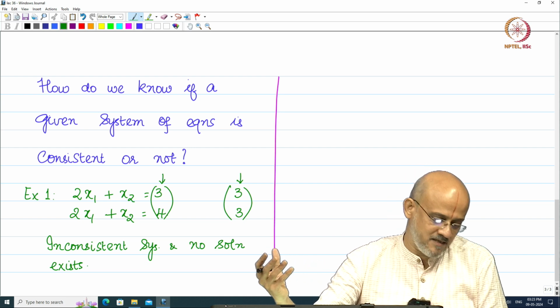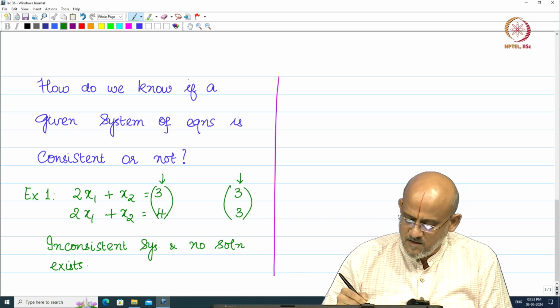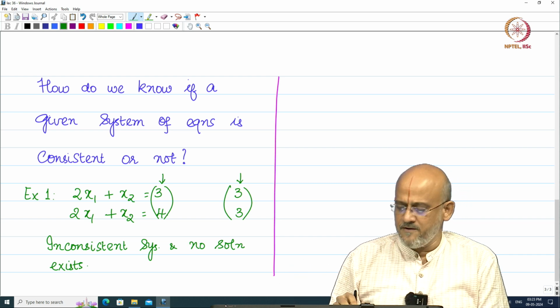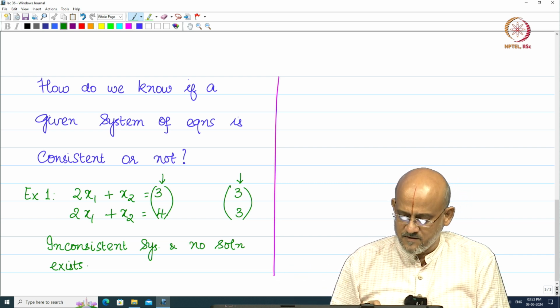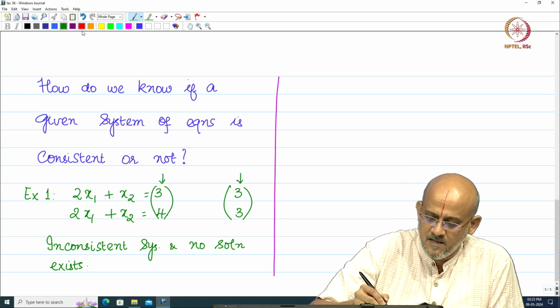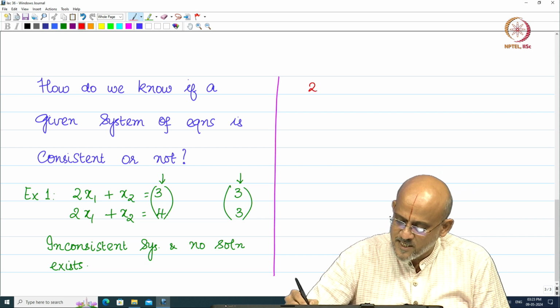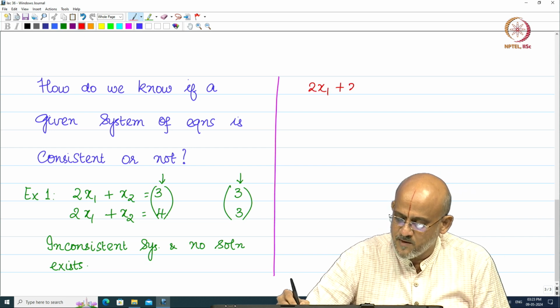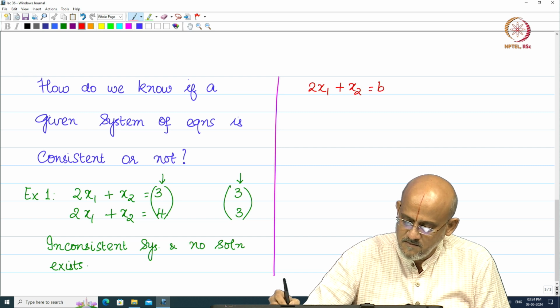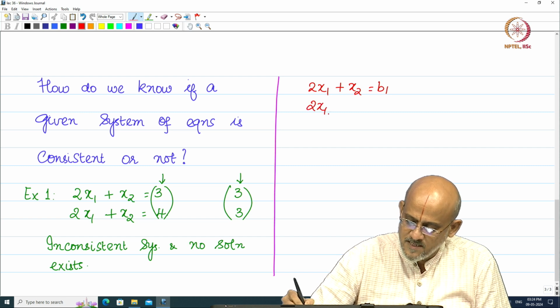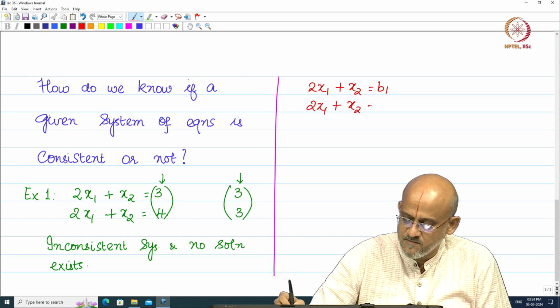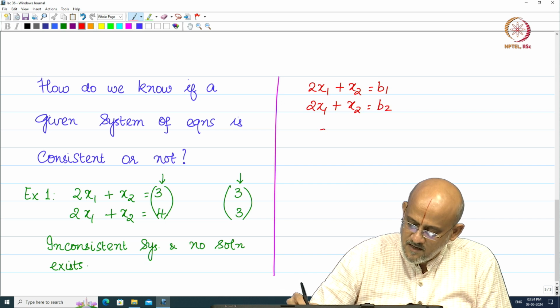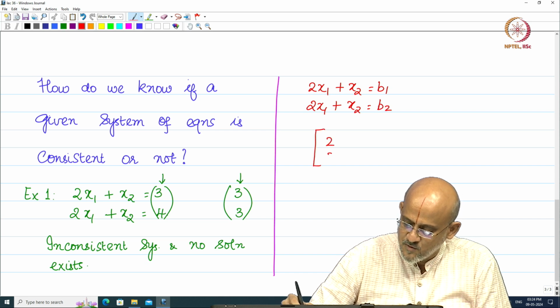So how do we interpret that? That is what we are going to see. So let us look at this. Let us not put 3 4 3 3, let us not put anything for the system of equations. Let us just take a simple case where I have 2x1 plus x2 is equal to B1 and 2x1 plus x2 is equal to B2, and the corresponding augmented matrix for this is 2 1 2 1 and B1 B2. This is what I have.